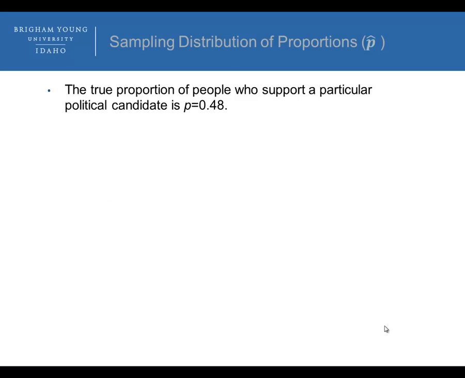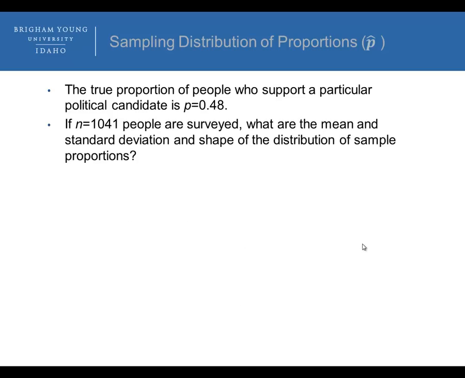Here's a problem where the true proportion of people who support a particular political candidate is 0.48. If n is equal to 1,041 people are surveyed, what is the mean, standard deviation, and shape of the distribution of sample proportions? So what you can do is stop the video and determine the mean, the standard deviation, and shape of the distribution of sample proportions.